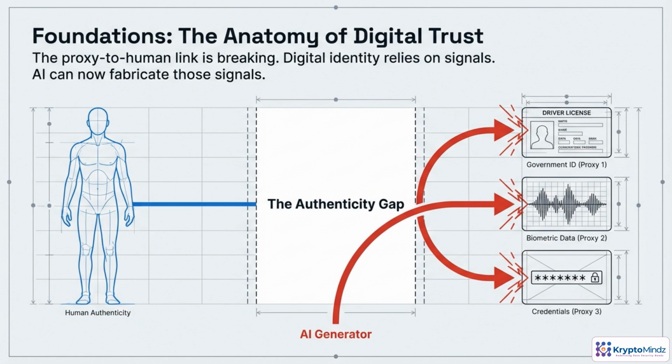Digital identity has never interacted with our real selves directly. It works through proxies, documents, biometrics, passwords, behavior. When those signals are hard to fake, we trust them. AI changes that. It can now generate convincing IDs, voices, and even behavior patterns. The growing gap between the real person and their digital signals is what we call the authenticity gap.